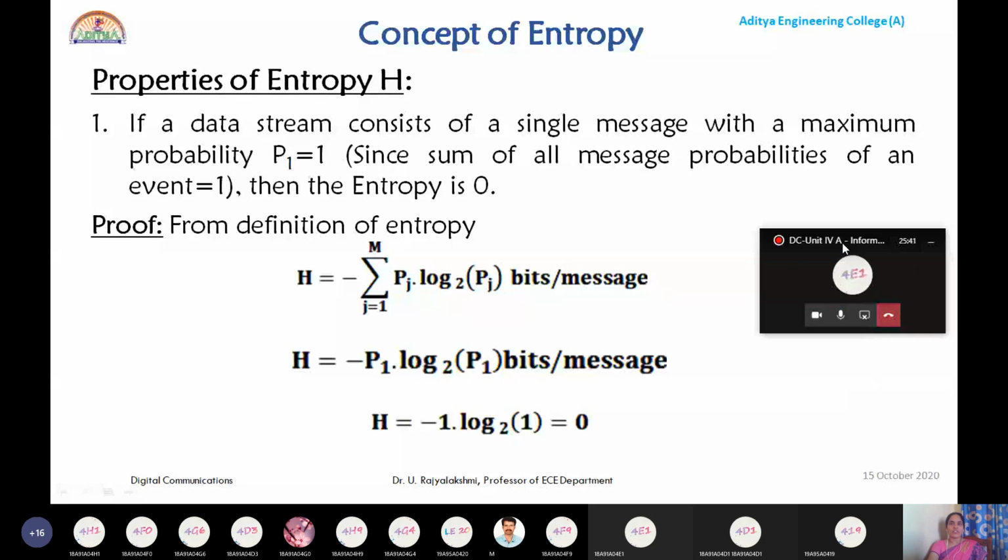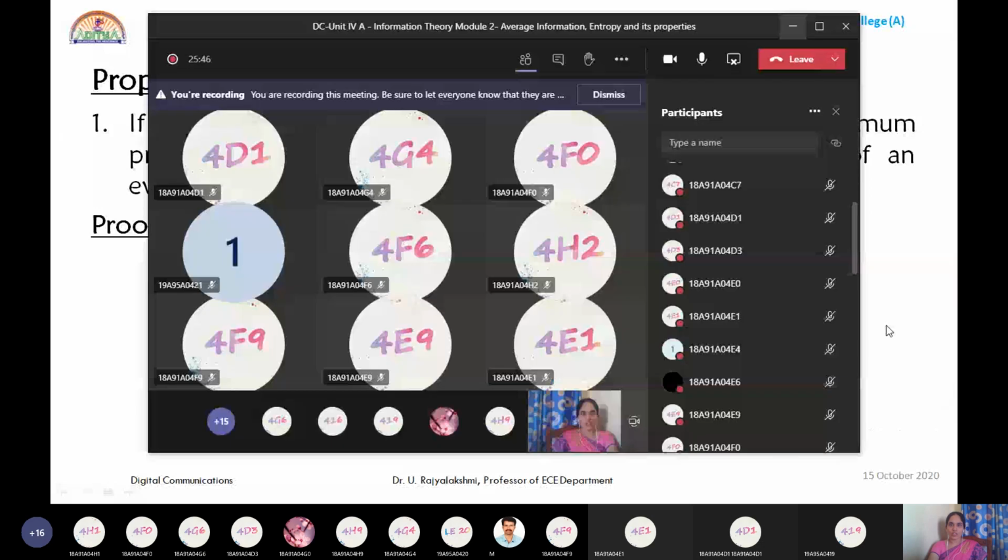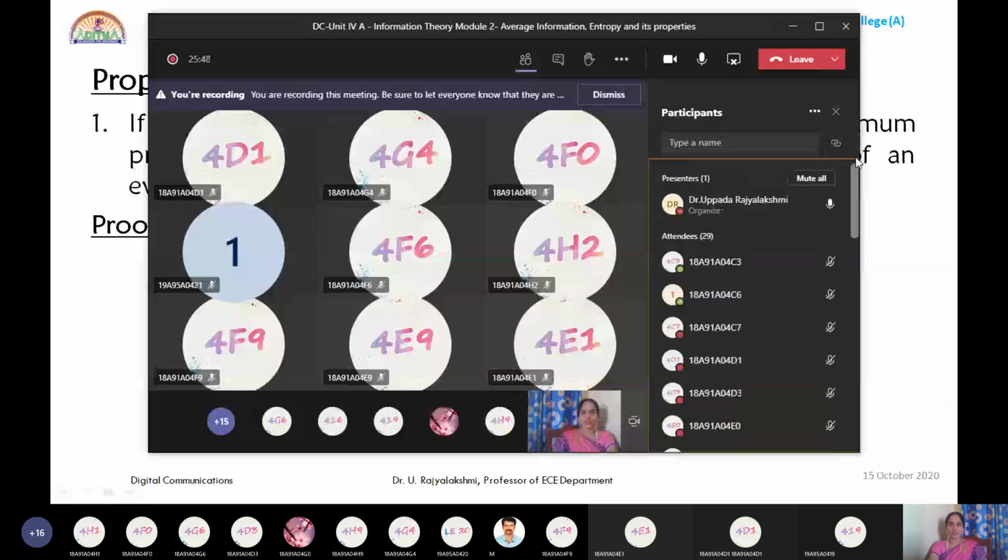Now here we can start the properties of entropy. Now I want your friends to read it out, because every time I am speaking and you are listening. Just you read it, then I will explain.